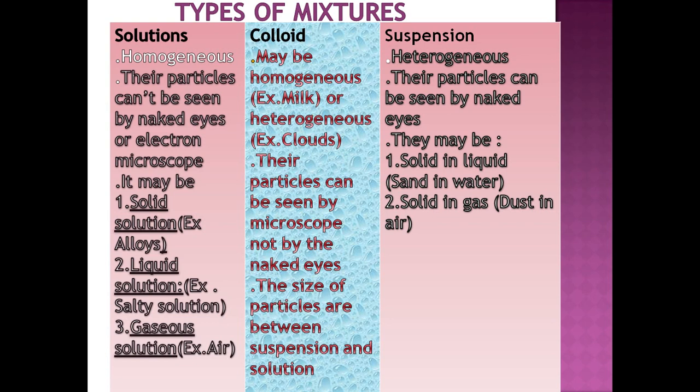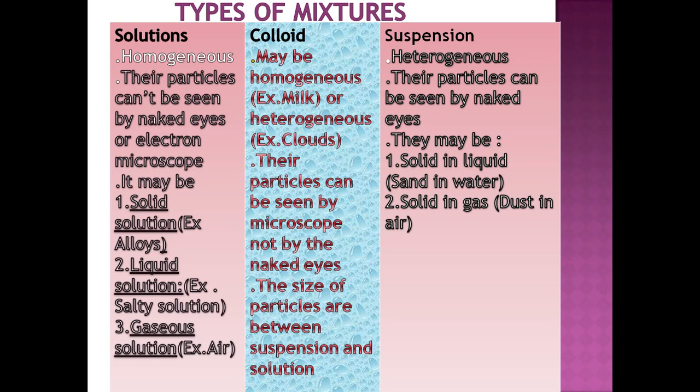The second kind of mixture is colloid. What is colloid? Colloid is like the milk. Another example is the clouds. What is the difference between them? Colloid is intermediate between solution and suspension. The particles that make up colloid are bigger than those of solution and smaller than those of suspension. So they do not dissolve completely and they do not settle down.